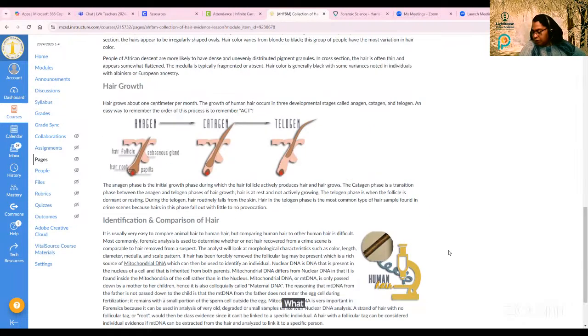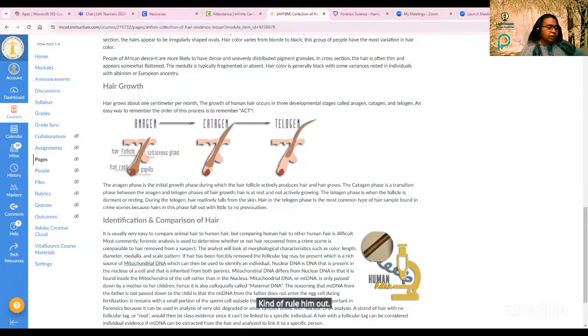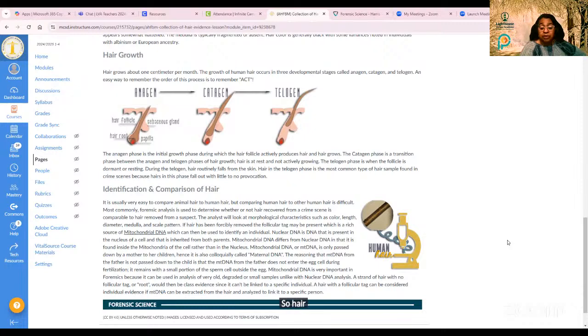What was I watching this weekend? One of the guys had a pet rabbit. So the hair that they took off of the jacket wasn't human. They were able to take it back to the lab and determine that. That was his alibi: I went to the vet to go pick up my rabbit. So they were able to rule him out, because he went to pick up his rabbit. That was his alibi. So hair samples are important to forensics.